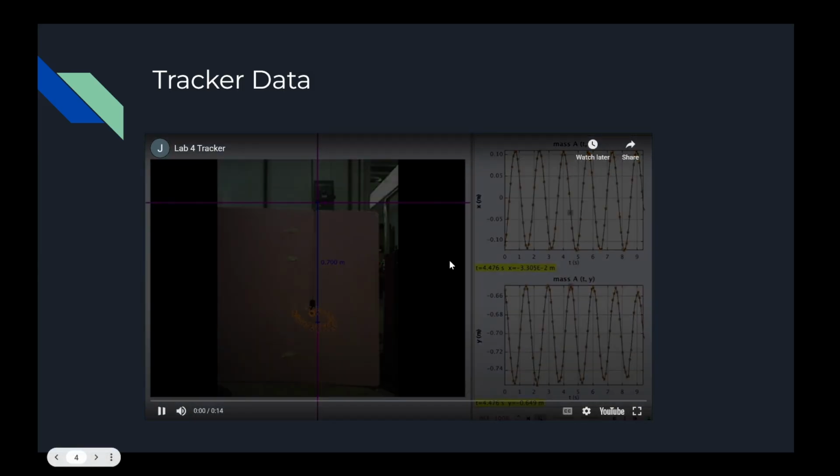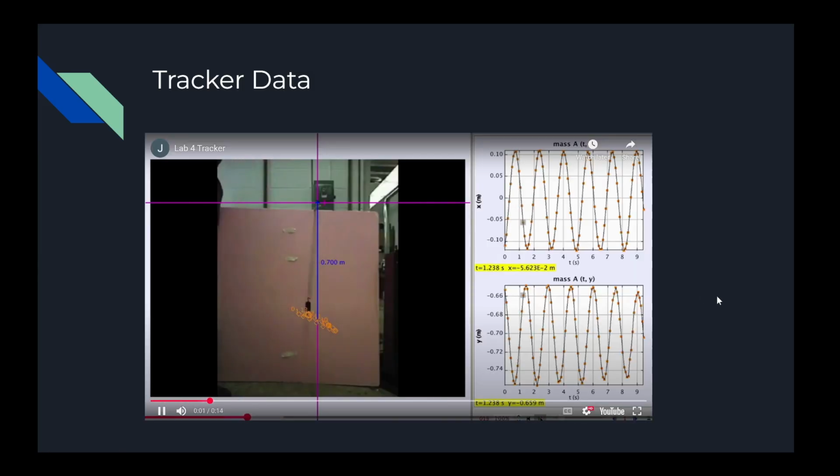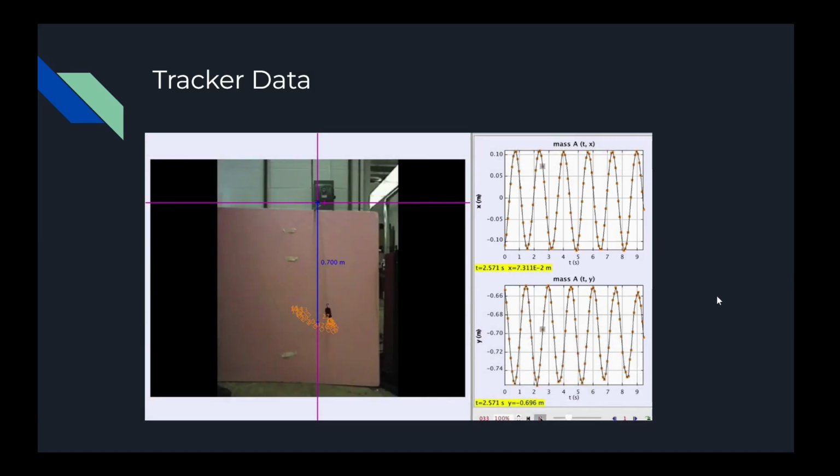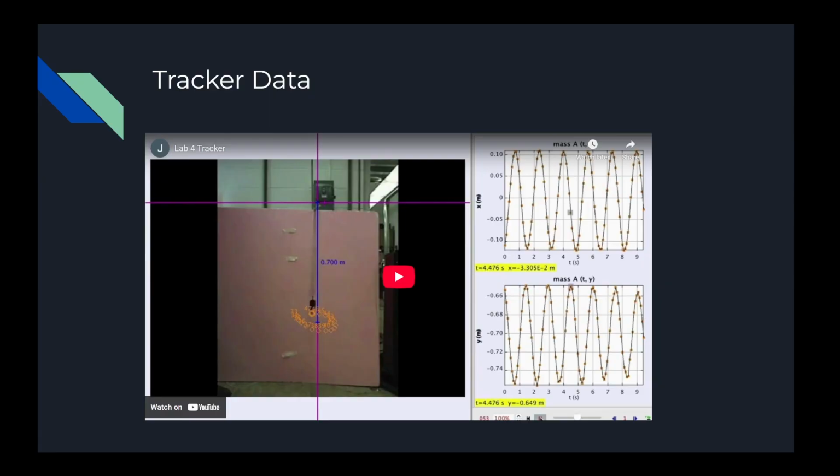The tracker data shows the movement extremely well, where y decreases as the spring moves downwards and increases as it moves upwards, and the x direction is centered around the spring's starting place.